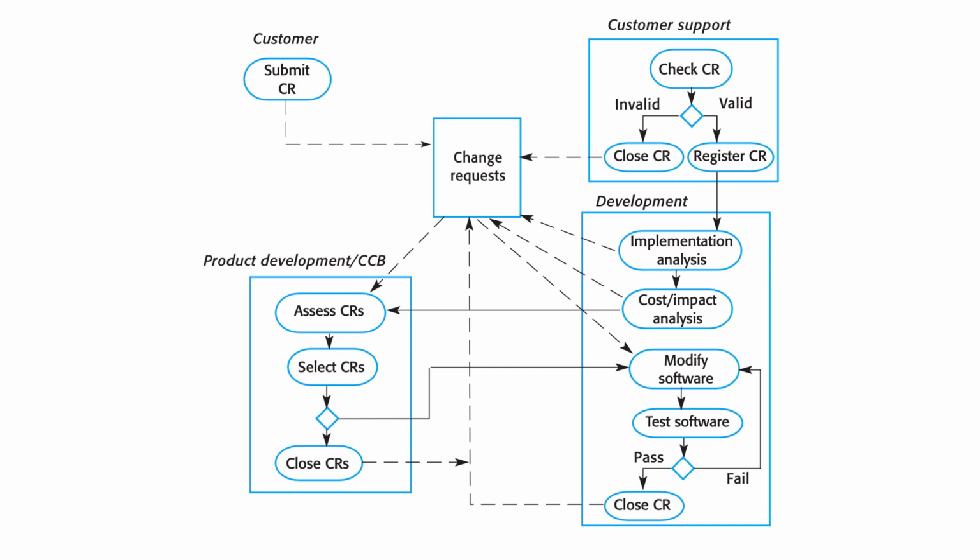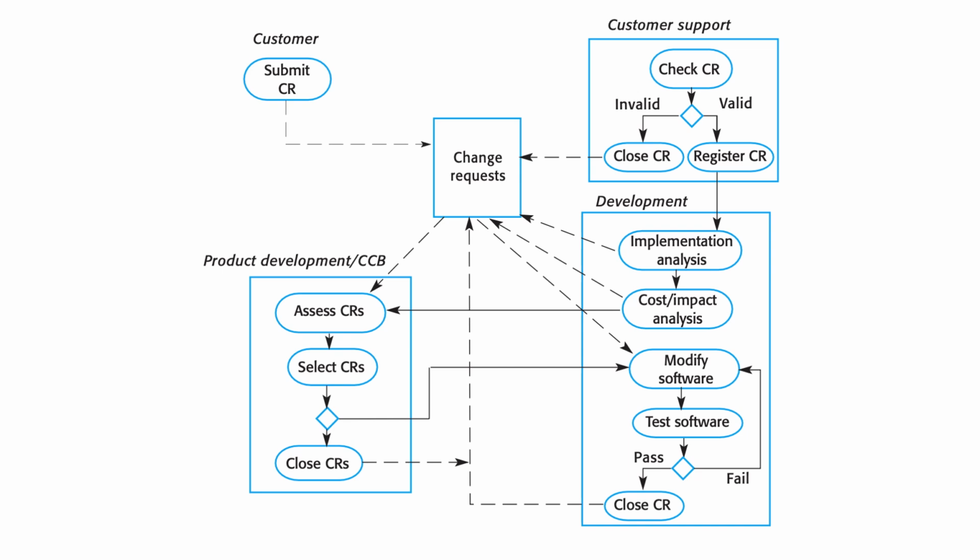In this diagram, the customer submits a change request, then the customer support checks the change request. If it's invalid, then it will close the change request, and if it's valid, it will register the change request. Development is basically the technical aspect of the change process, and implementation analysis and cost/impact analysis will be done here, and once those two are done, it will go to the product development team / the CCB, which is basically the business aspect of the change process.